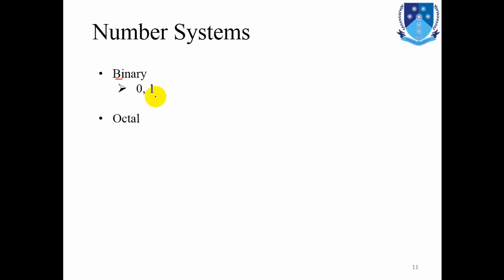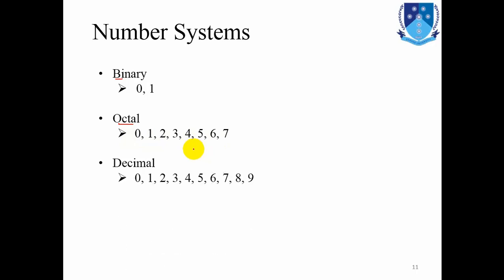The other important number system is octal. Octa stands for 8, so that number system which has only 8 valid digits to represent any number, smaller or greater. These numbers are 0, 1, 2, 3, 4, 5, 6 and 7. So any number, smaller or greater, will be represented using these 8 digits.